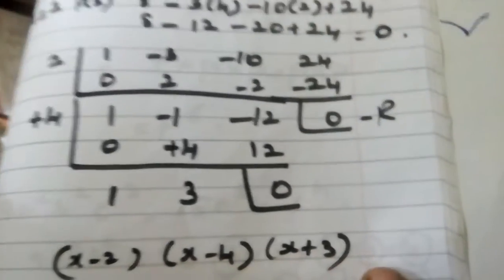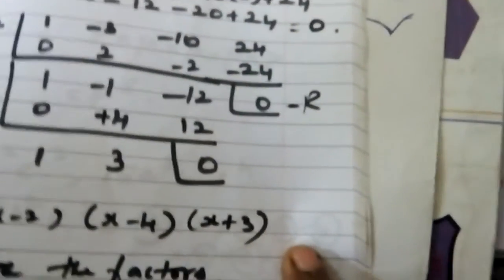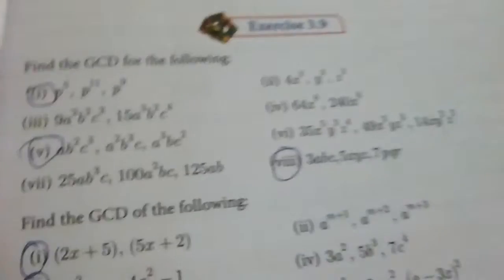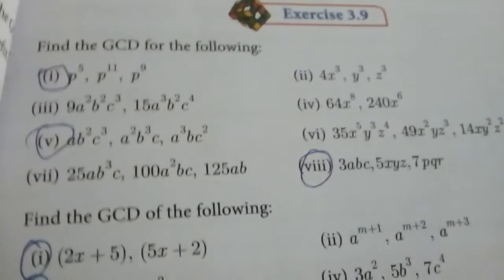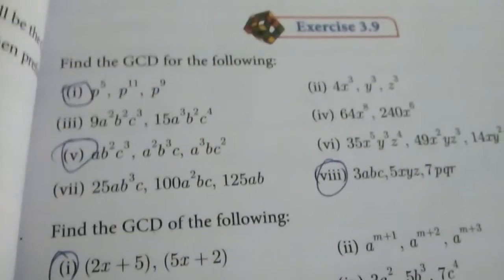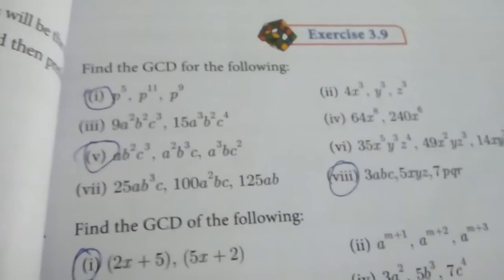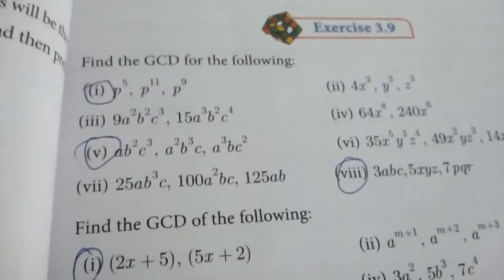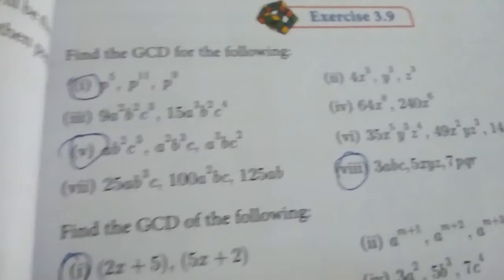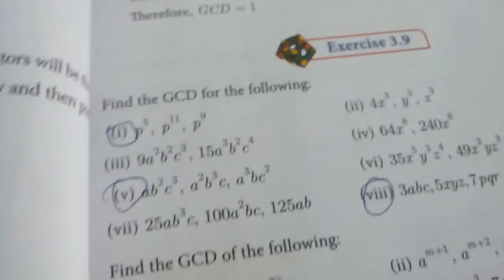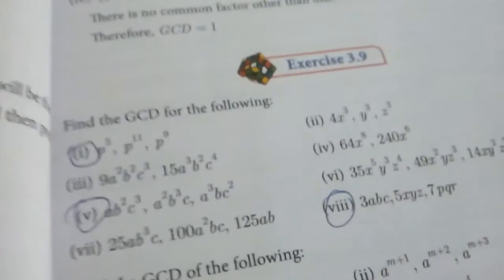Okay. Then the next question is to find the GCD of the following, which is in exercise 3.9. It is very simple. GCD is nothing but greatest common divisor. That means common; in that itself we can understand the value. What we are going to do is write the factors and take what is common.